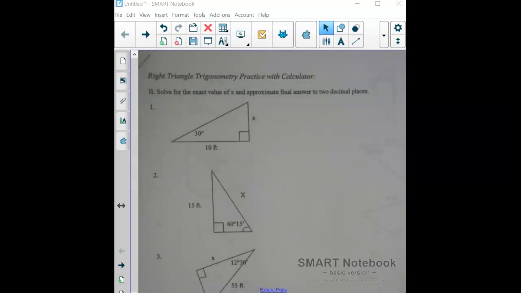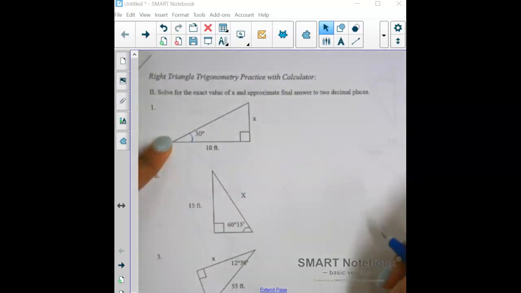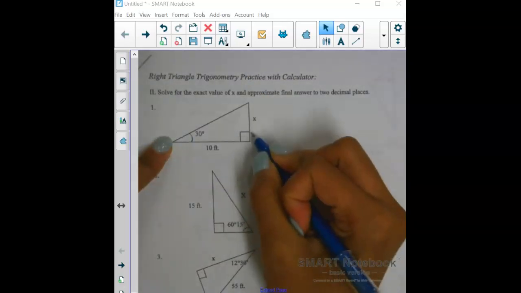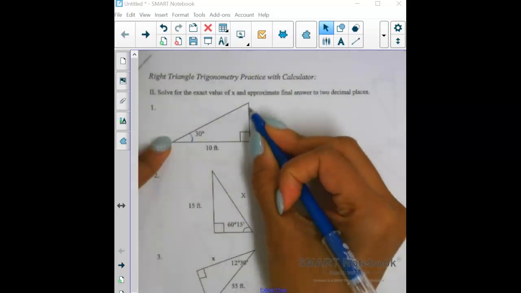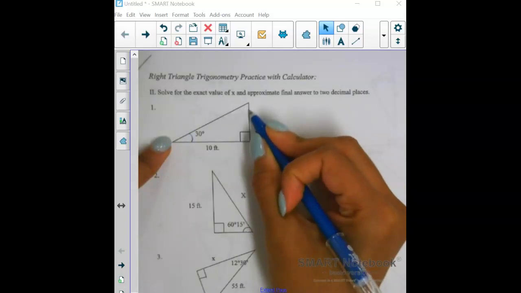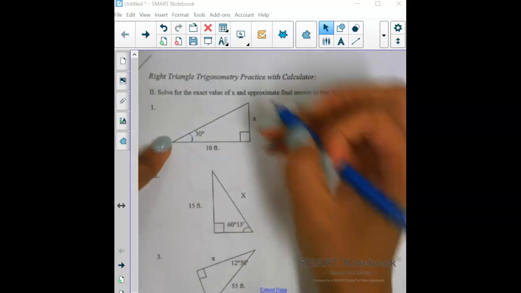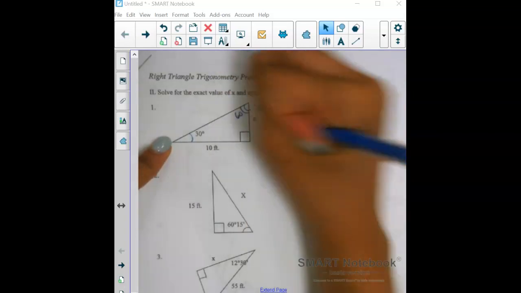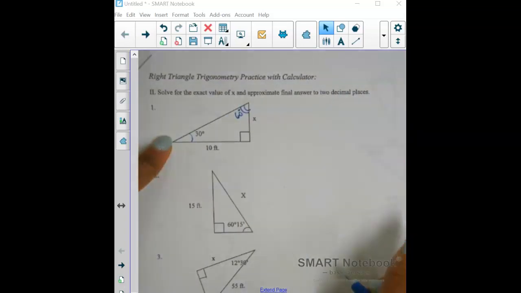Okay, I'm going to look at question number 1 first. Question number 1 says this angle here is 30 degrees. We have a 90-degree angle here. What's the angle up here? If this is 30, this is 90. What's this angle here? 60 degrees. So with that angle up here, we have a 30, 60, 90 special right triangle.